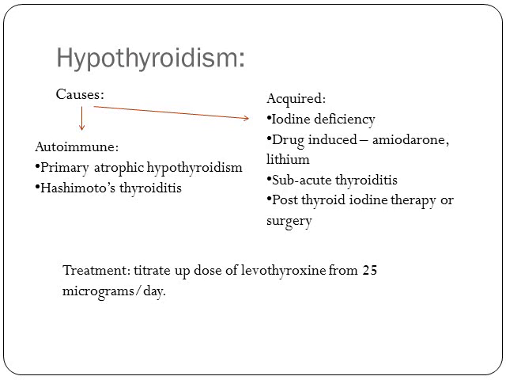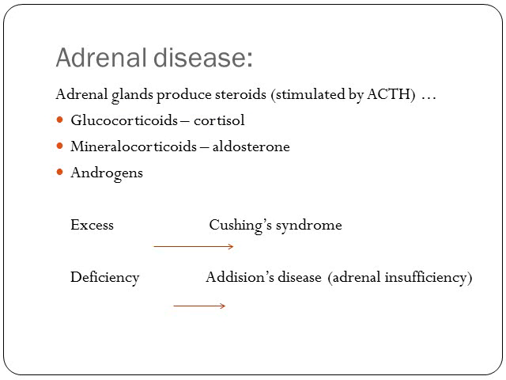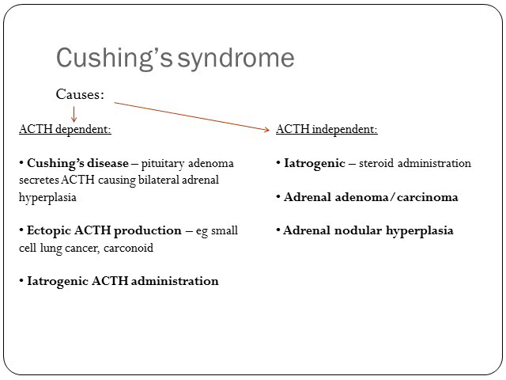And the treatment is titrating up a dose of levothyroxine from 25 micrograms a day. People are commonly on anywhere between 75 and 150 micrograms a day. Okay, so that's thyroid disease. Moving on to adrenal disease. Adrenal glands produce steroids, and that's stimulated by ACTH from the pituitary. Excess is generally Cushing's disease, and deficiency, Addison's disease. We'll talk about both of those.